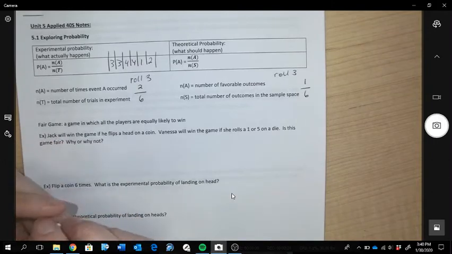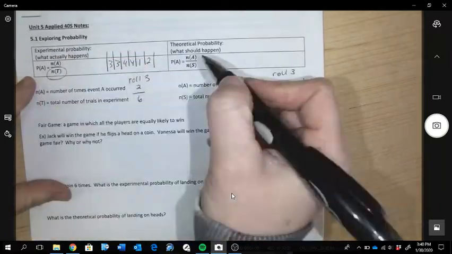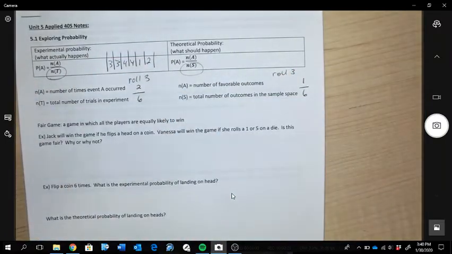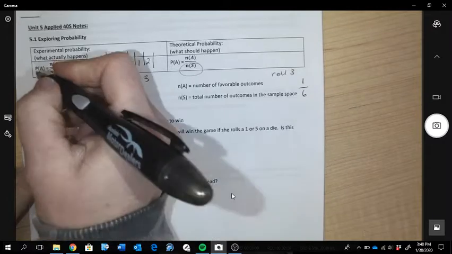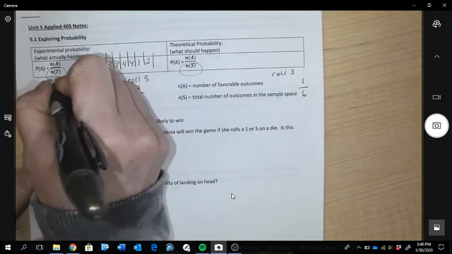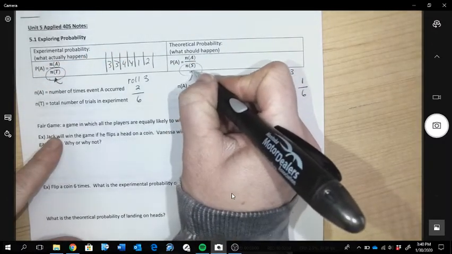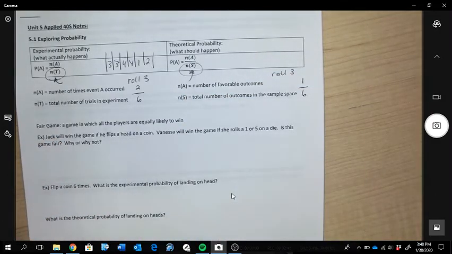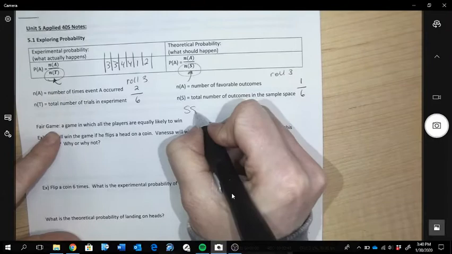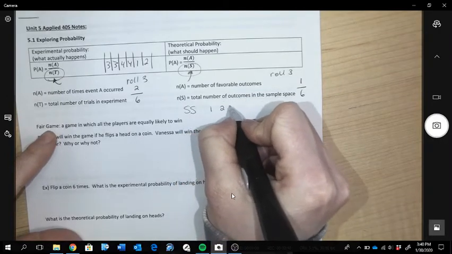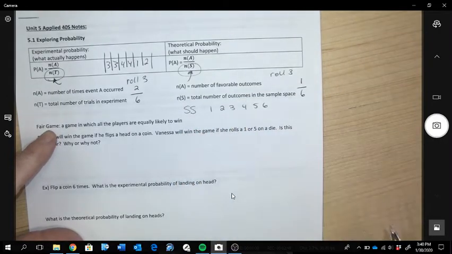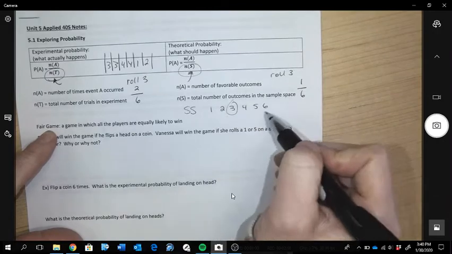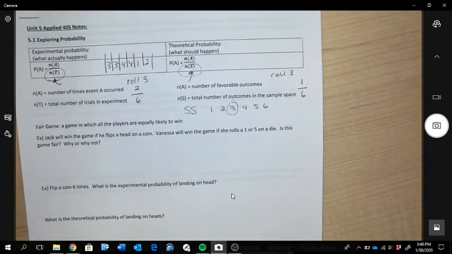So if you see this formula, what's the big difference? It's that this is NT and this is NS. So that's the difference. Experimental is based on the trials versus theoretical is based on your sample space. So when we had our sample space on a die, this is our sample space. So the 3 should occur 1 in 6.